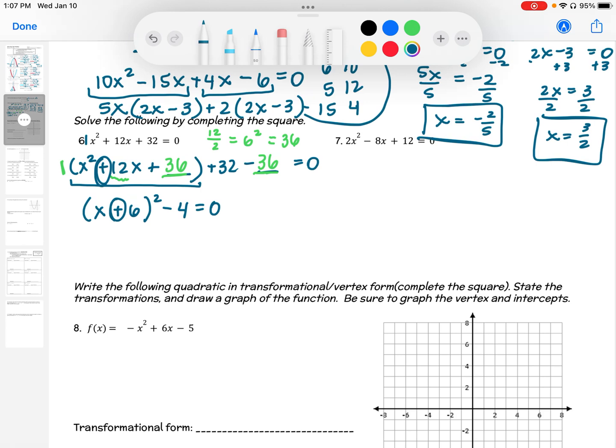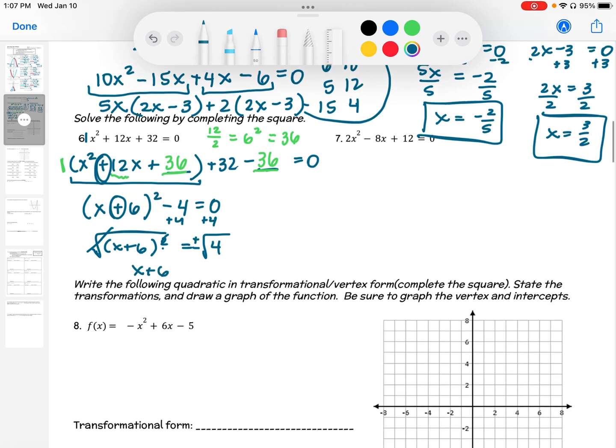All right, so we are not done yet. Now we need to solve for x. What we're going to do is add 4 to both sides first. So we get x plus 6 squared equals 4. Then to get rid of the squared, we take the square root of both sides. And don't forget, when you do that, you have to put a plus or minus out front. So that square root cancels that out, and we have x plus 6 equals plus or minus, and the square root of 4 is just going to be 2.